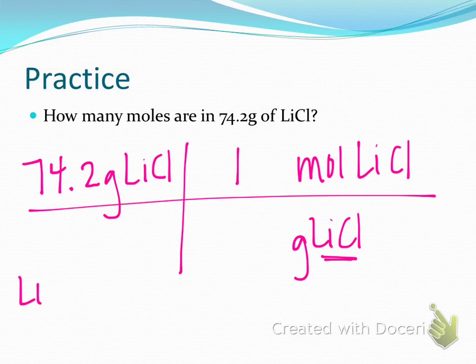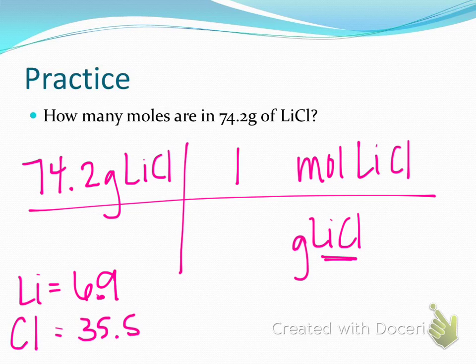Lithium chloride has 1 lithium atom and 1 chlorine atom. Lithium I'm probably going to keep at about 6.9. Okay, just because it's in the range where you could maybe get away with rounding, but I'd just keep it. Okay? And chlorine is 35.5. So we need to add those two together. Did I do that mental math right? That's good. Okay.